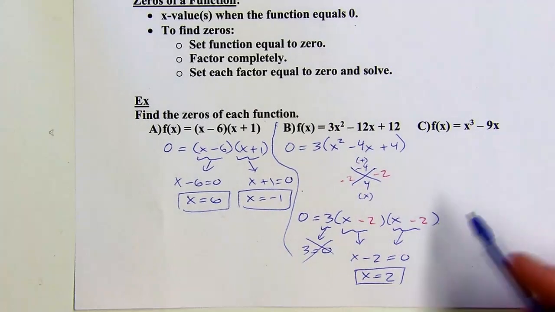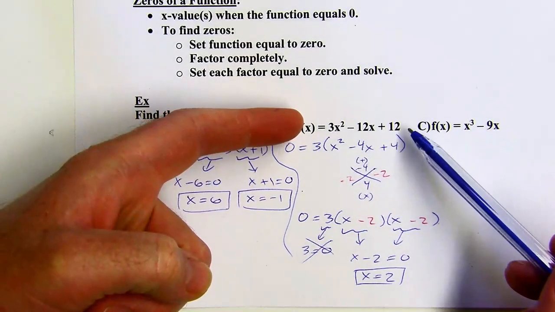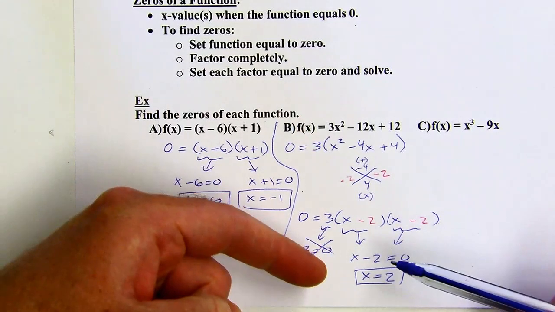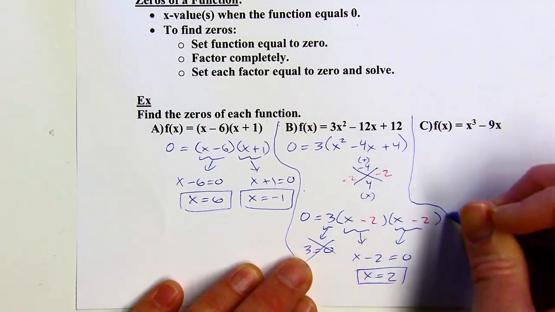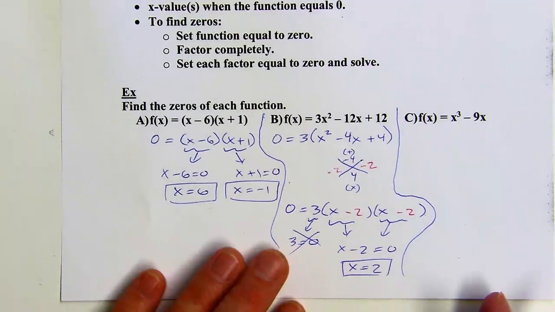So that means that this would be a parabola if you graphed it. It would just have one x-intercept. So that means the vertex would have to be on the x-axis. Okay. All right. Let's look at this next one.